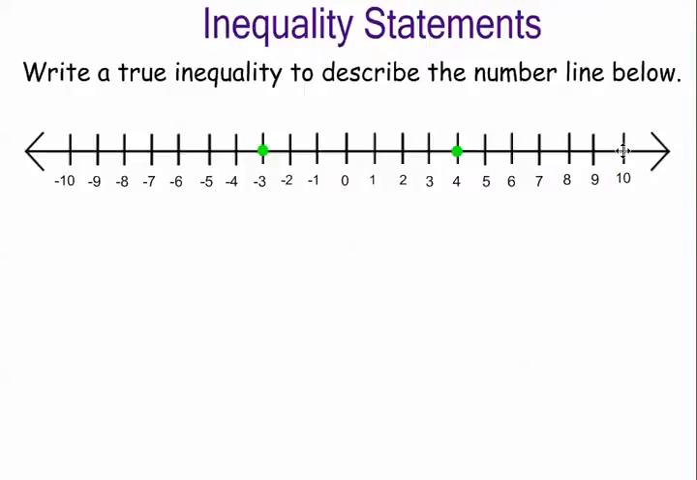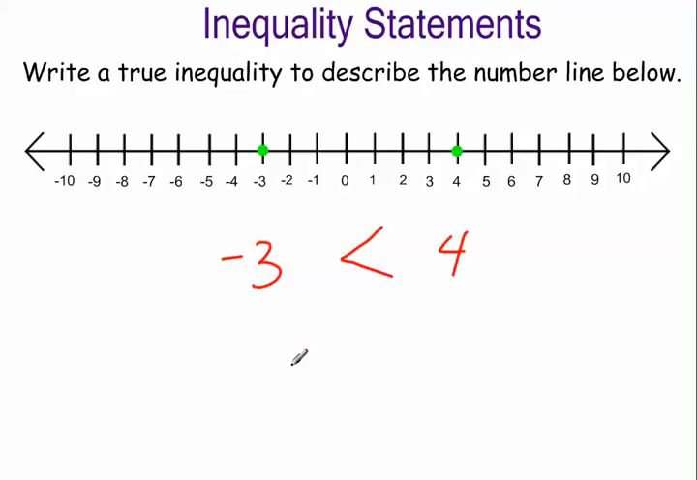All right, this next part on your notes, it says write a true inequality to describe the number lines below. So all it's doing is having you write an inequality. So you're going to use a statement, write it using a greater than or less than sign. So first of all, you need to look at the 2 numbers given. So I don't know if you can see this, but this is green, so is this one. So I'm looking at -3 and I'm looking at 4. So is -3 less than or greater than 4? It is less than. Okay?